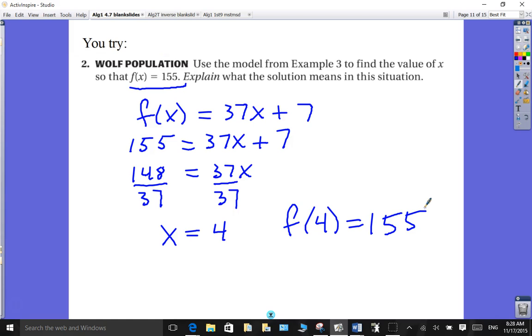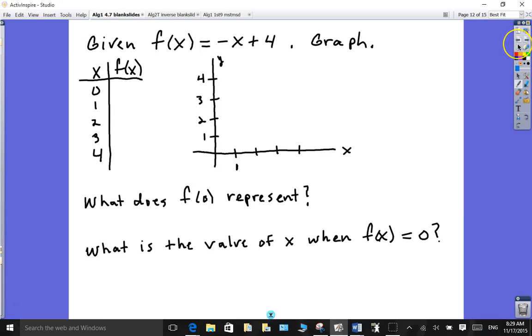I think I got one or two more. Okay, so here's a function. F of x equals negative x plus 4. Okay, and I'm going to graph the function by plotting the points x equals 0, 1, 2, 3, and 4. So let me plug in one at a time, make my table of values using that.